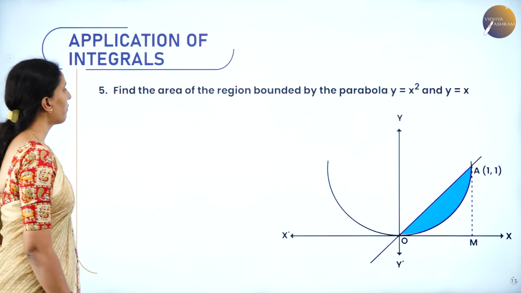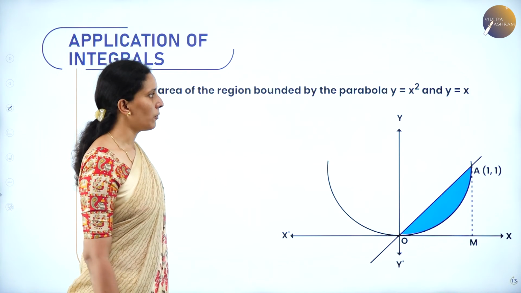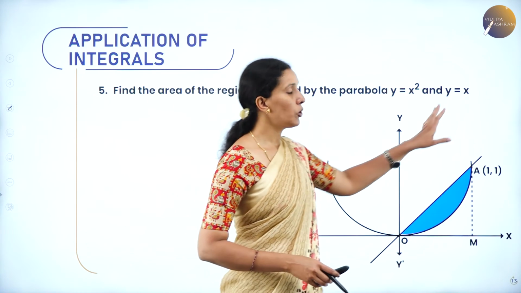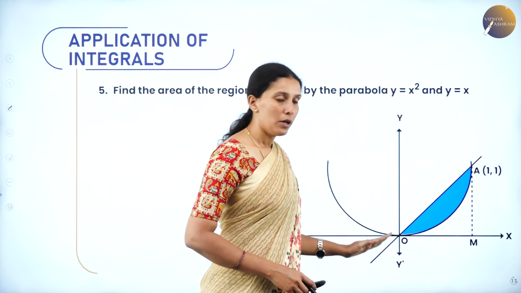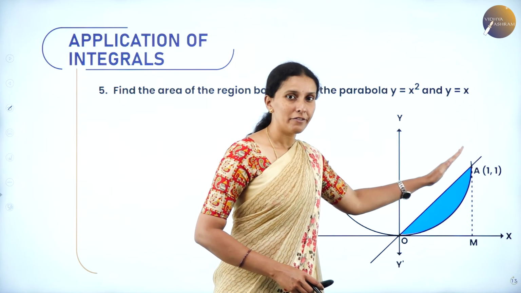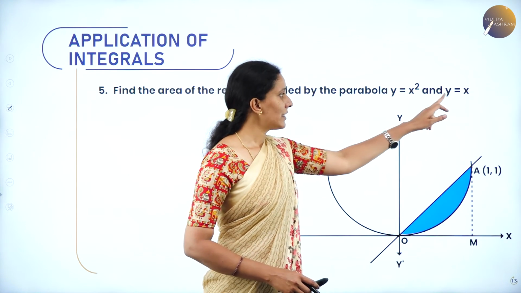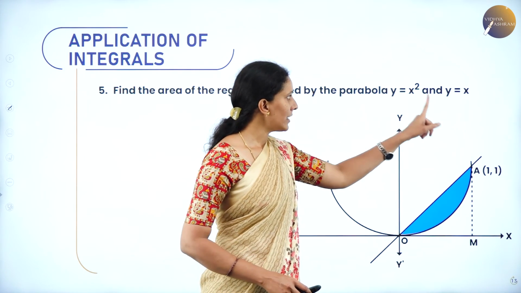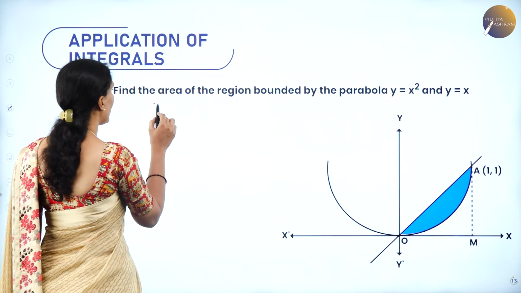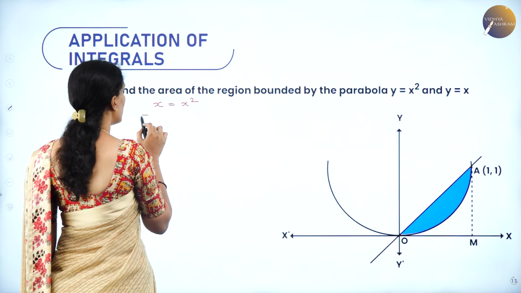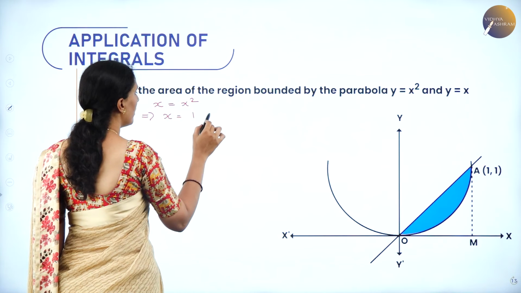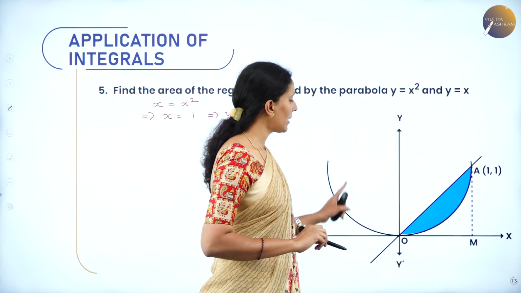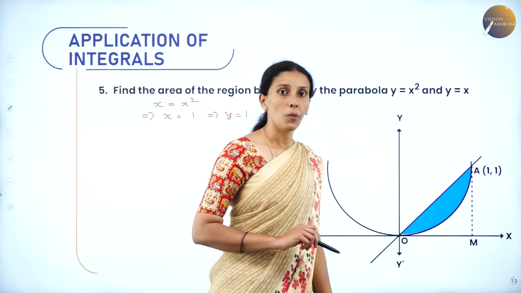Next question. Find the area of the region bounded by the parabola y is equal to x square and y is equal to x. So previously we have taken y is equal to modulus x. Therefore, we have both the straight line along the first quadrant as well as the second quadrant. But this is a straight line passing only through origin. Hence, we have the area. Clearly, you can see from the equation we can take x is equal to x square. So this implies x is equal to 1, which implies y is equal to 1. That means both the curves meet at the point 0, 0 as well as 1, 1.